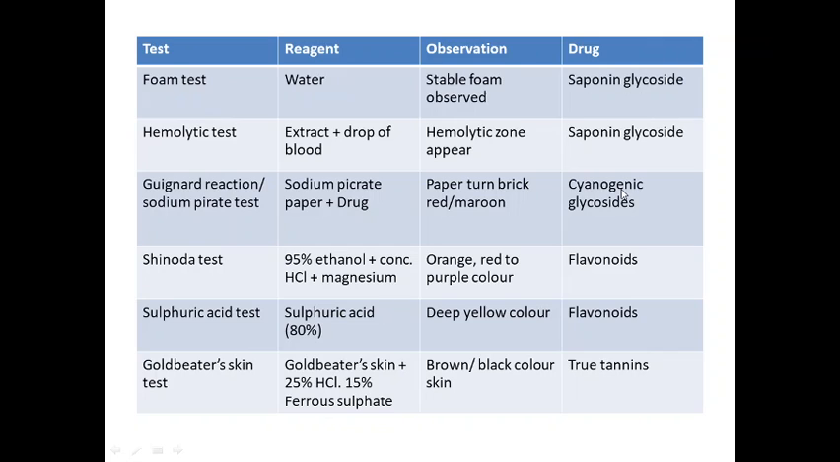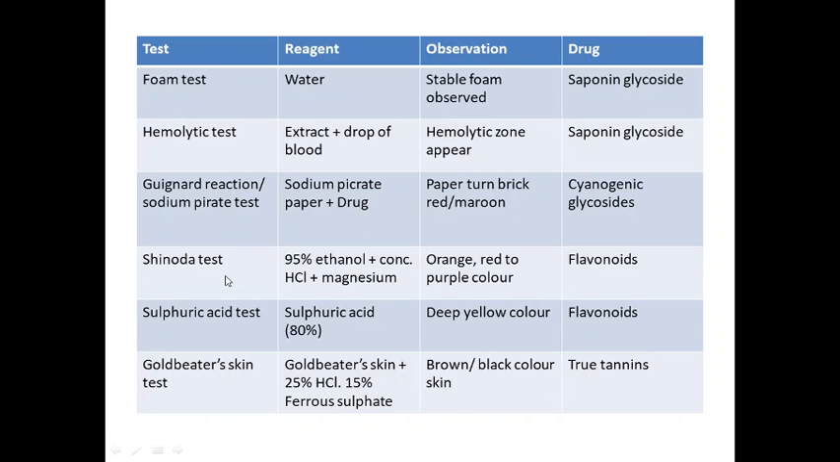The next test is used for the identification of cyanogenic glycosides, which are important components of bitter almond or wild cherry. These cyanogenic glycosides are identified using the Guignard reaction or sodium picrate test. When the moistened drug is placed in contact with sodium picrate paper, the paper turns brick red or maroon. The yellow sodium picrate paper turns to brick red or maroon color. That indicates the presence of cyanogenic glycosides. So just remember the name of the test.